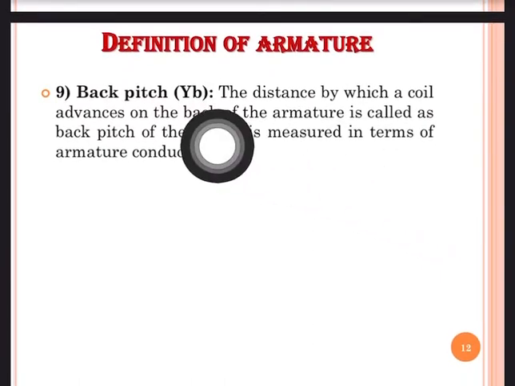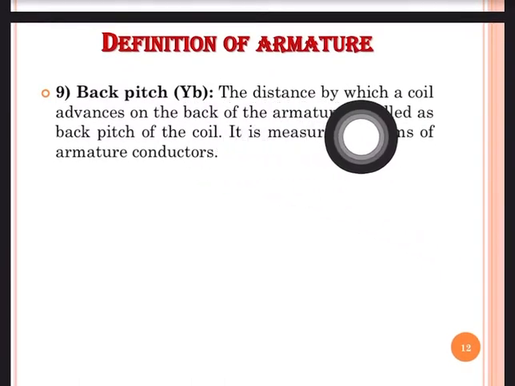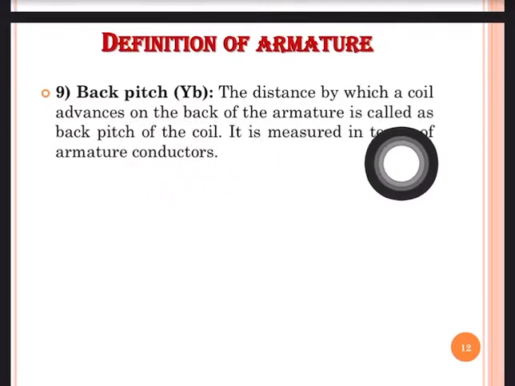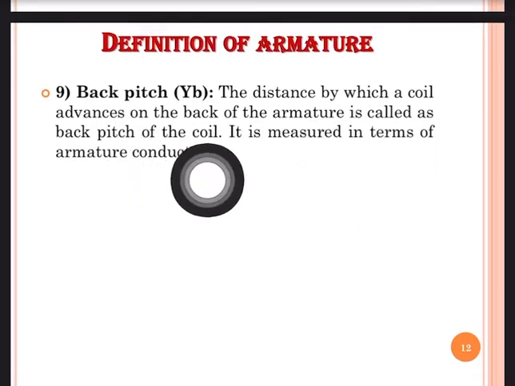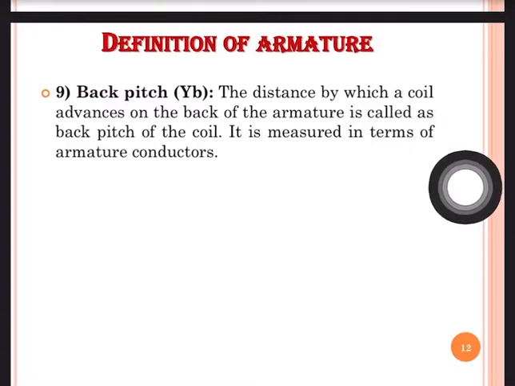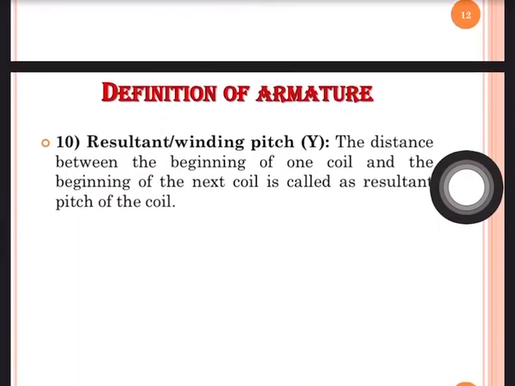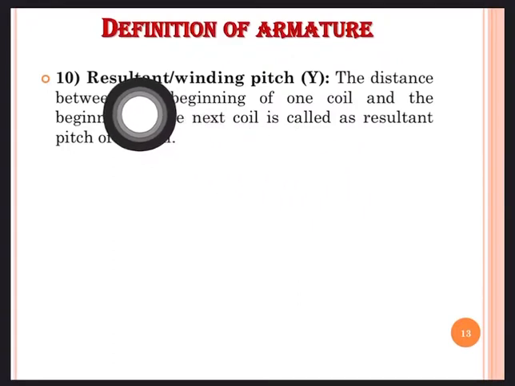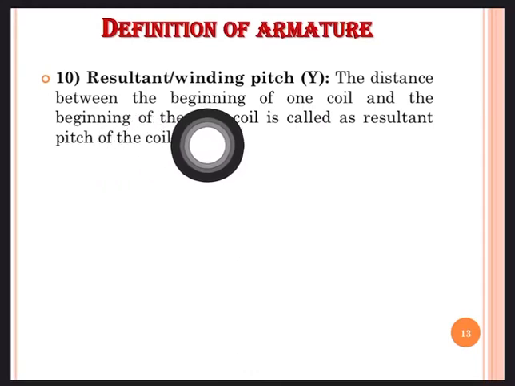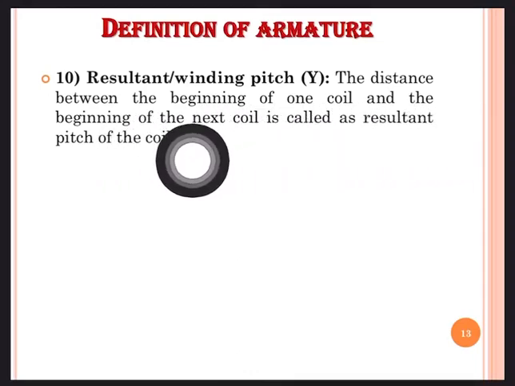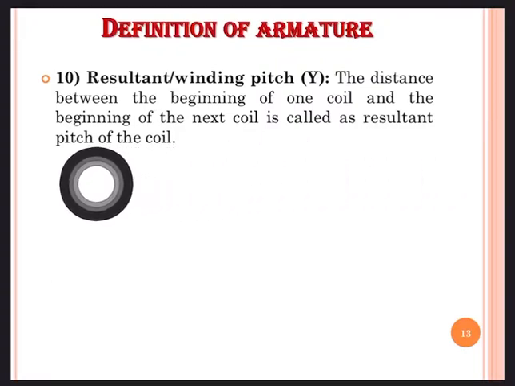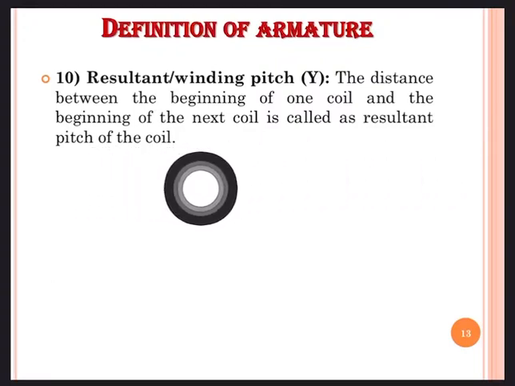Now back pitch, YB. The distance by which a coil advances on the back of the armature is called the back pitch of the coil. It is measured in terms of armature conductors. Now resultant pitch Y, or winding pitch Y. The distance between the beginning of one coil and the beginning of the next coil is called the resultant pitch or winding pitch of the coil.